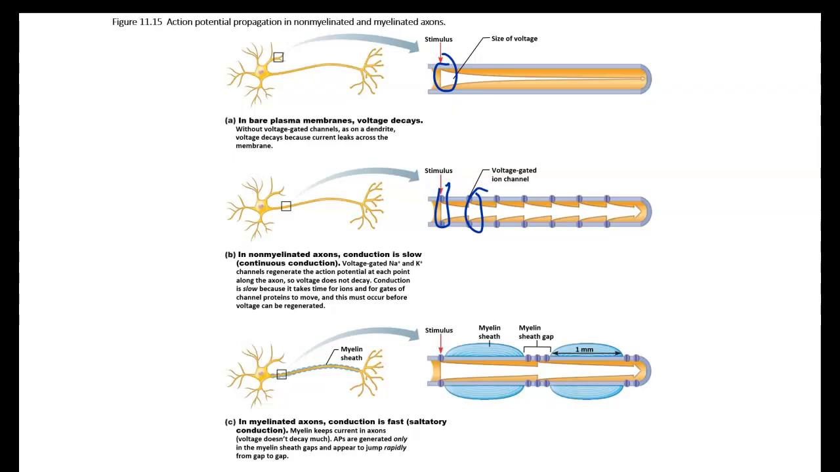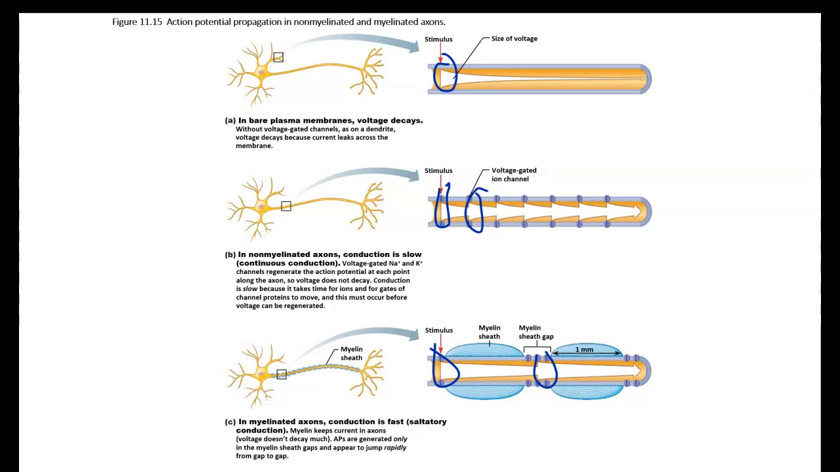Myelin is going to keep the current in the axons so that voltage doesn't decay, and it is going to help it travel much faster. So the action potential is going to be generated only at the gaps in the myelin sheath, where it jumps across, and then it reestablishes its action potential and travels down.